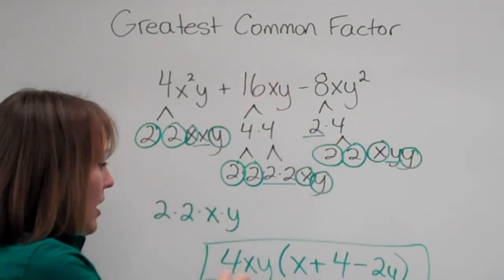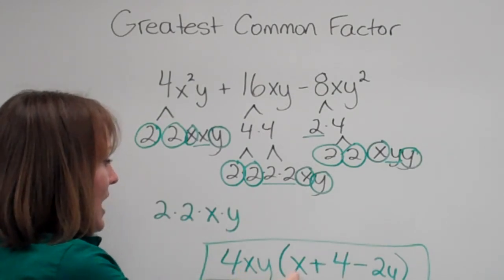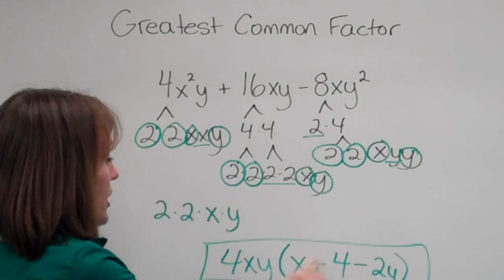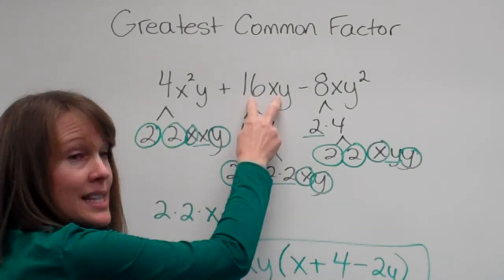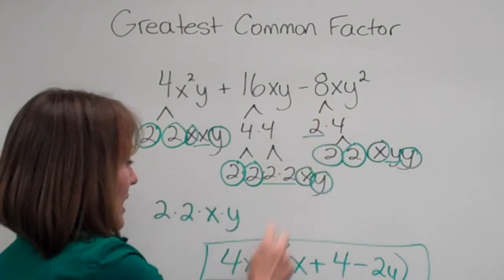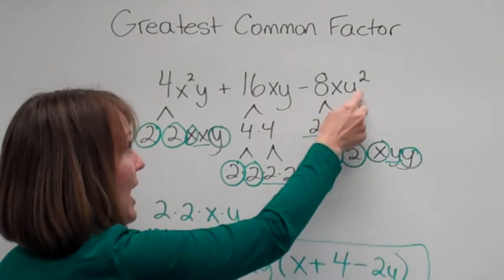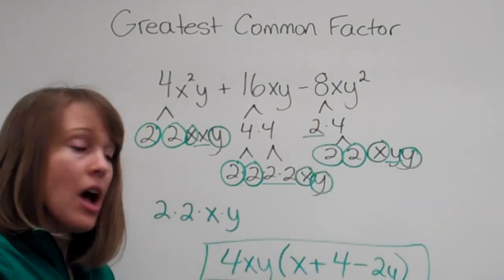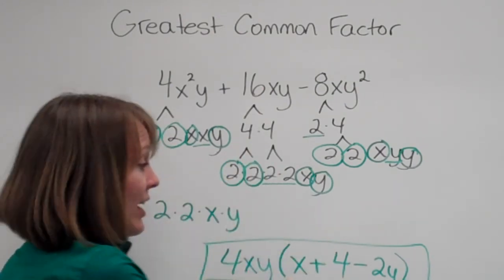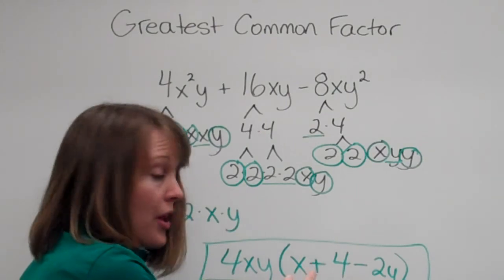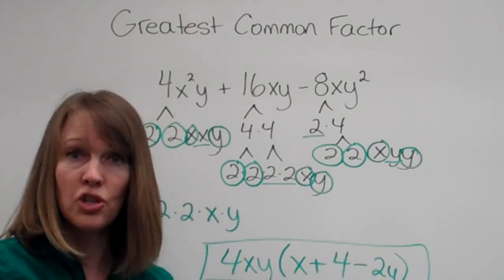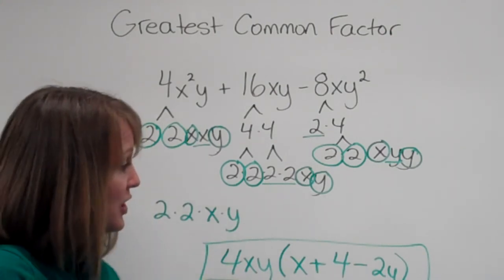So let's double check. 4 times x times x times y? Yep. 4 times 4 times x times y gives me my 16. 4 times negative 2, yep, 8. Times x times y, giving me my y squared. So if I multiply it back together, I get what I started with. And if I look in my parentheses, there are no more common factors. There's nothing left that all these 3 terms share. So I know that I've done it correctly.